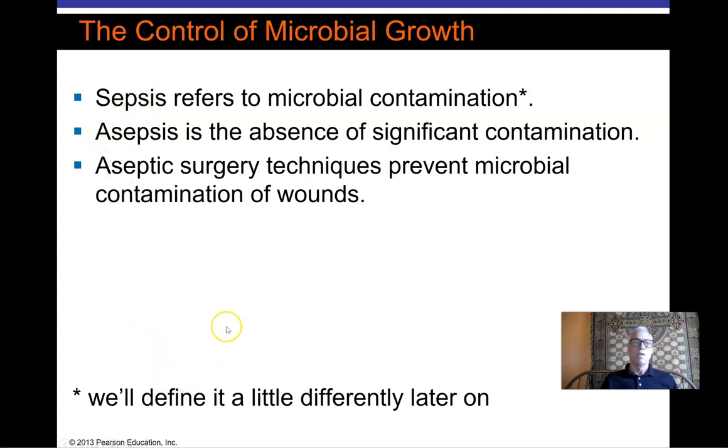But later we'll see that the word sepsis is used in a clinical setting a little bit differently. And so we'll be talking about that. So if asepsis means free of contamination, aseptic techniques means doing things in such a way that we are preserving that non-contaminated, that non-bacterial, non-microbial kind of conditions.